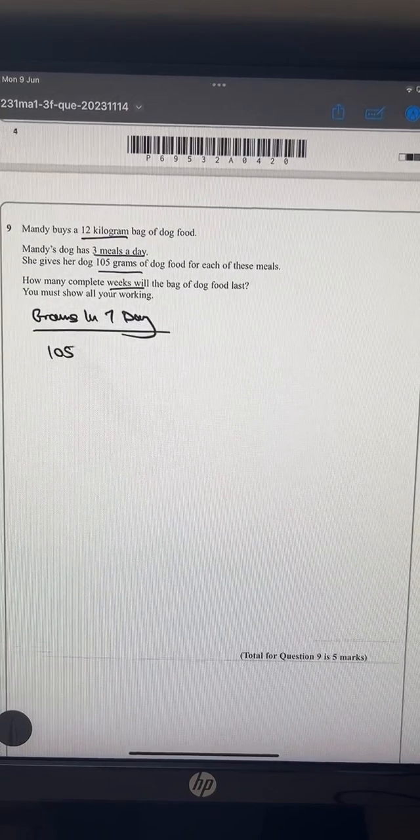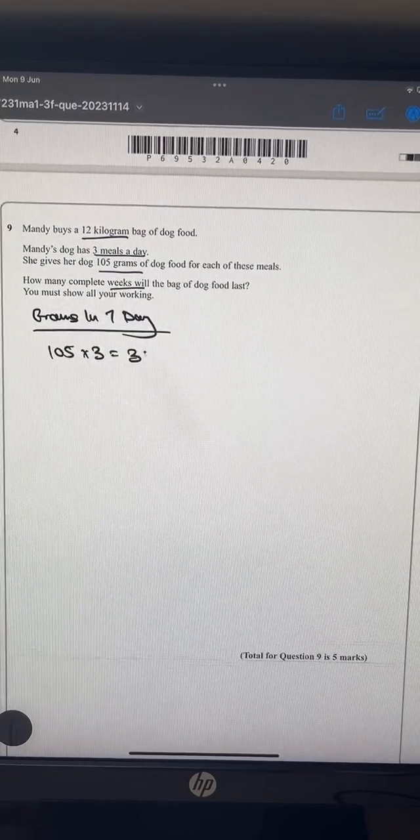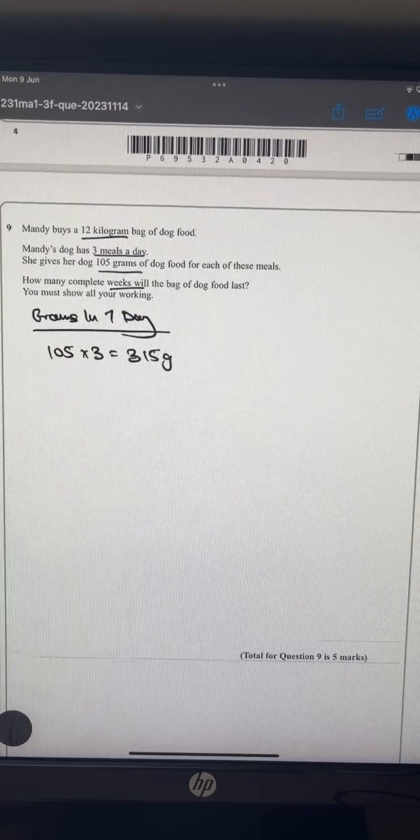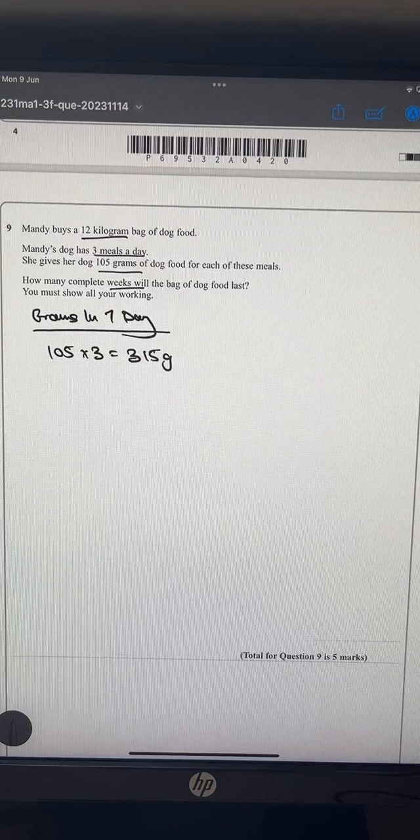That's just 105 times by 3, which is 315 grams in 1 day. I'm going to convert that into kilograms, right? Because the bag has 12 kilograms. Or, let's make it easier, let's convert 12 kilograms to grams. If you forget how to convert metrics, just do this on the side. And I used to not be so good at metrics as well when I was doing GCSEs.